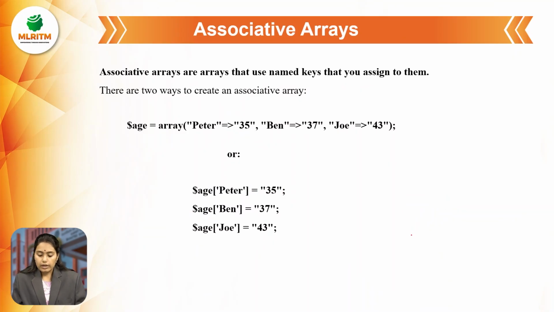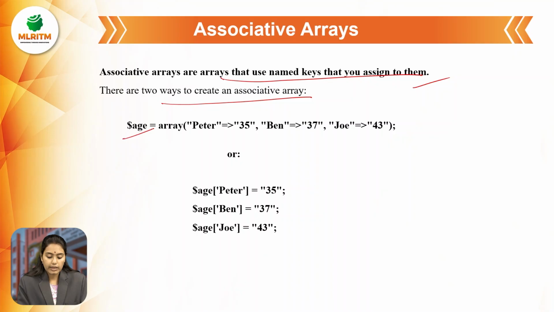Coming to associative array. What is an associative array? Associative arrays are arrays that use named keys that you assign to them. There are two ways to create an associative array. The first one is assigning named keys with their values directly. That is $age equal to array of Peter, and the respective value is 35. The named key is Ben and the respective value is 37. And Joy and 43. Thus, we are assigning the values for the named keys.